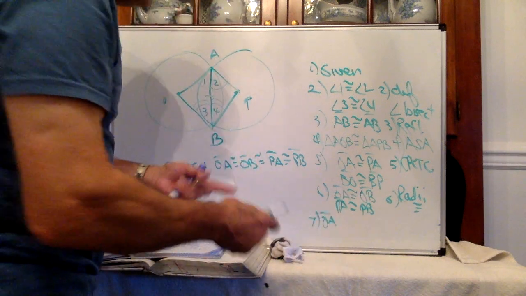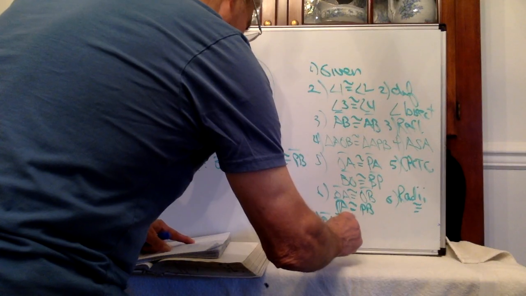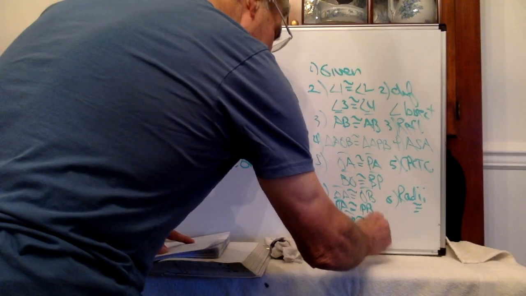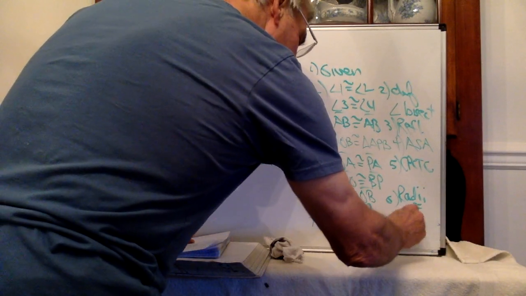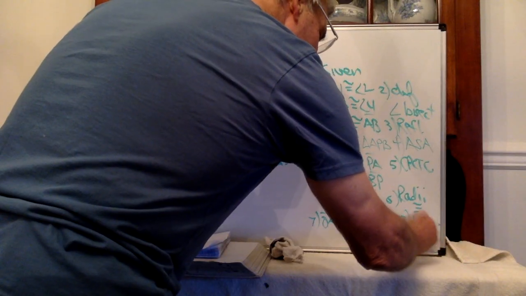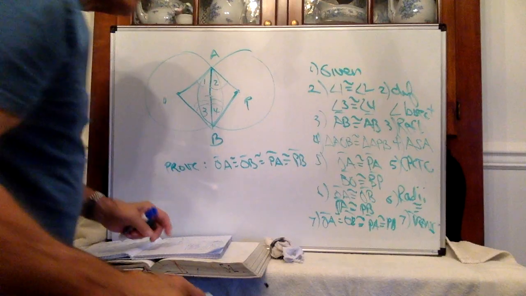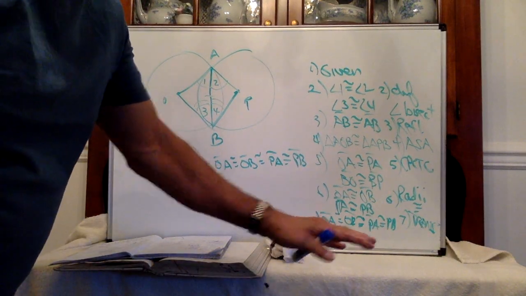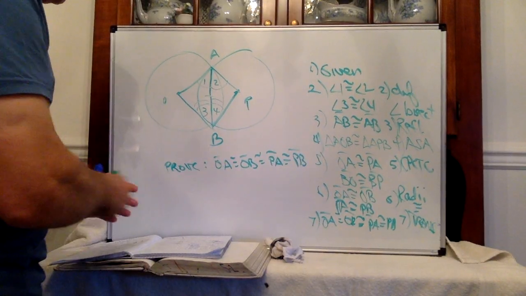Remember, your last statement is always going to be the statement you're trying to prove. So OA is congruent to OB, is congruent to PA, is congruent to PB by substitution or transitivity. In this case, they both work. Remember, if you don't know which to put, always put substitution. You can't go wrong.